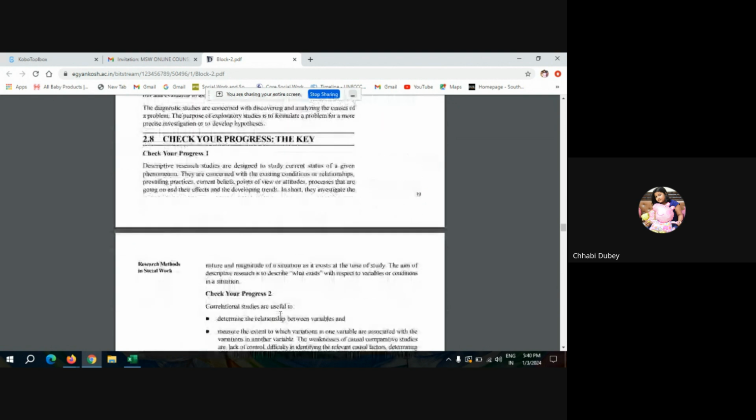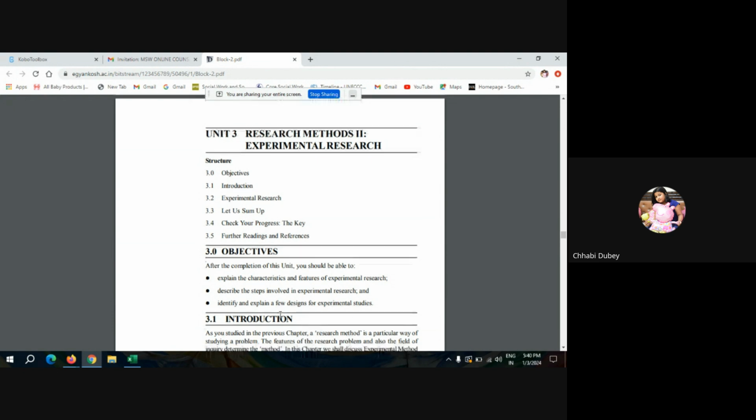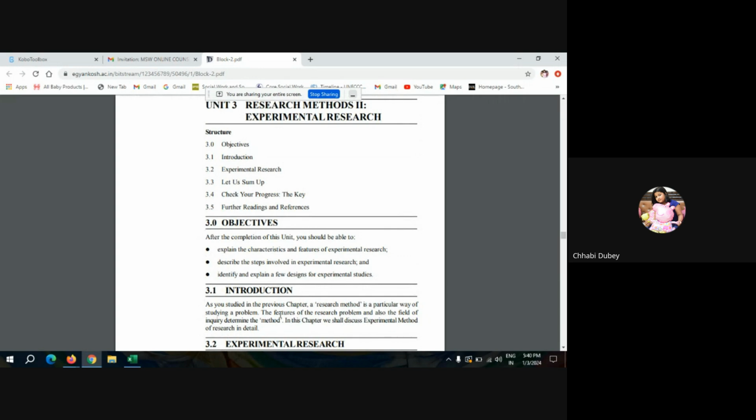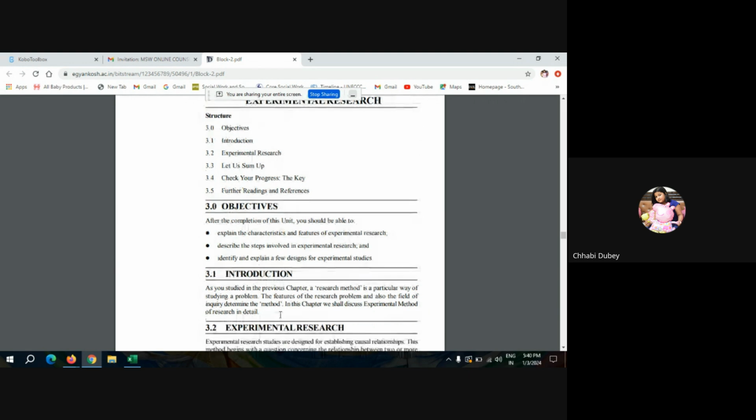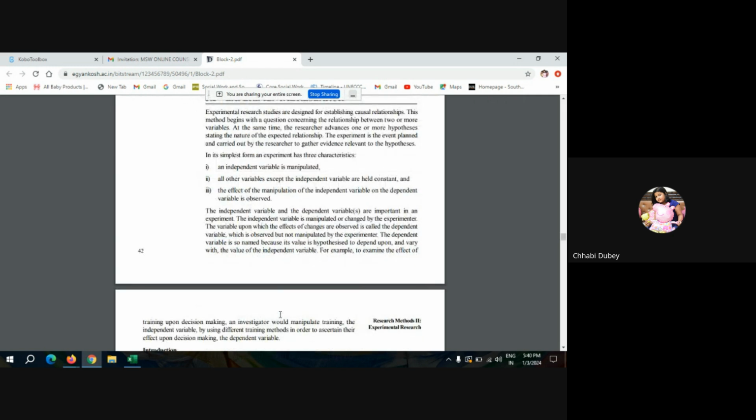Now, this brings us to the end of this particular unit. After this, we come to research methods 2, which is experimental research. As the name suggests, we have already studied quasi-experimental design and experimental design in the first unit. In this unit, we are going to study experimental design in a more in-depth way.